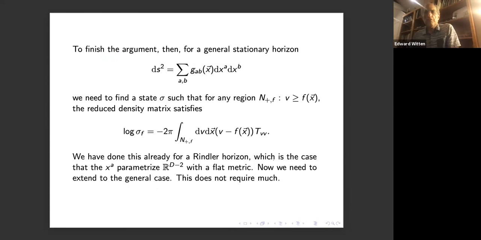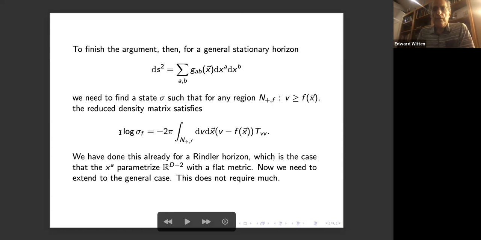So to finish the argument, for a general stationary horizon, whose metric only depends on the x's and not the v's, we need to find a state sigma such that for any cut, any region where v is bigger than f of x, the reduced density matrix has to be given by this formula, the unique formula that lets us finish the argument.